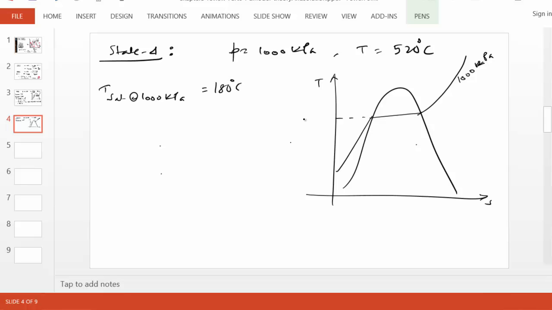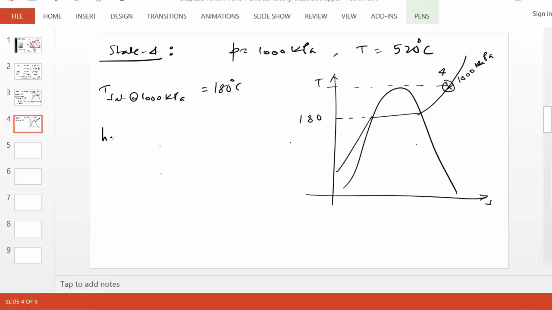So this is the temperature, which is 180. So 520 is obviously somewhere up here. So this will be our state 4. We have found the intersection. It's superheated vapor, obviously. Anything above 180 degrees Celsius will be superheated vapor. So let's say we are supposed to find enthalpy and entropy. So how do you do that?